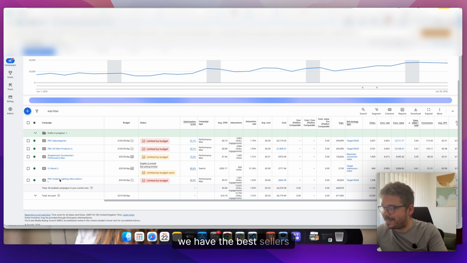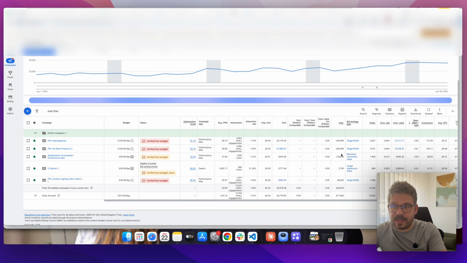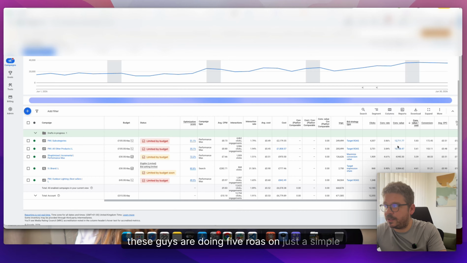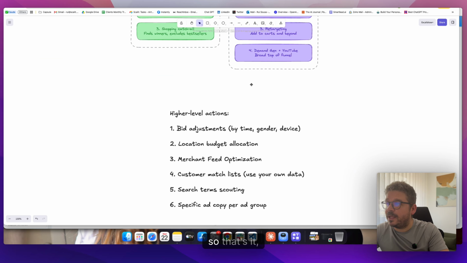We have the best sellers, and we have a brand campaign. And then of course we already are slowly doing phase 2, which is opening subcategories. You have another campaign here as well. But as you can see, guys, not a lot of campaigns. Yeah, these guys are doing 5 ROAS on just a simple but efficient structure. So that's it, guys.